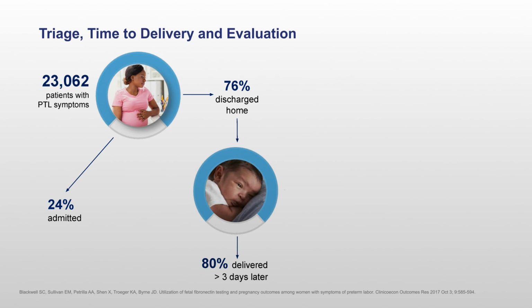But the most important aspect of this study, what's so striking, is that 1 in 5 returns to the hospital within 72 hours of their own discharge and delivers preterm. If you take it a step further, how were those patients that actually delivered preterm within 3 days of their first evaluation in triage, how were they actually evaluated?